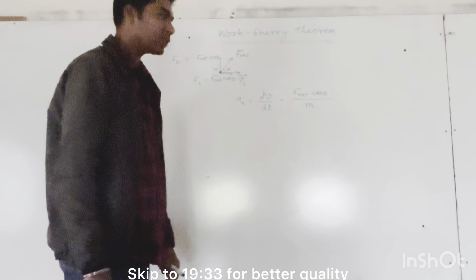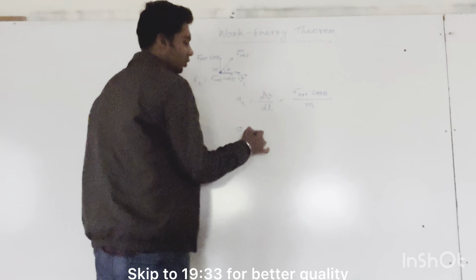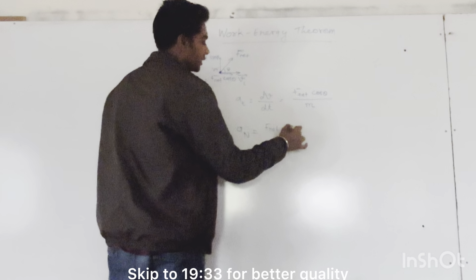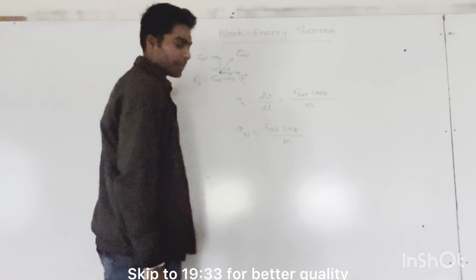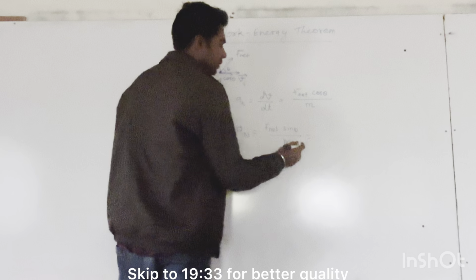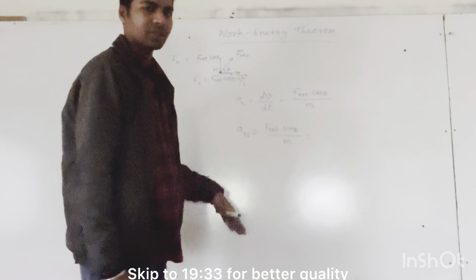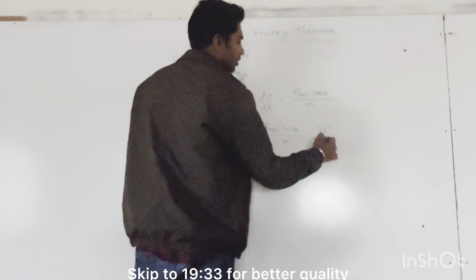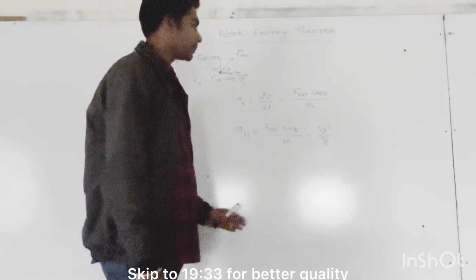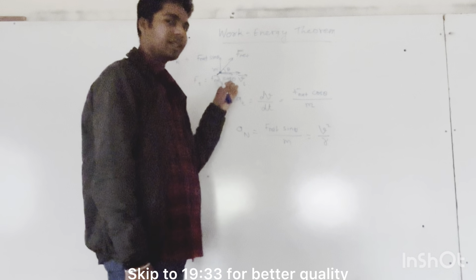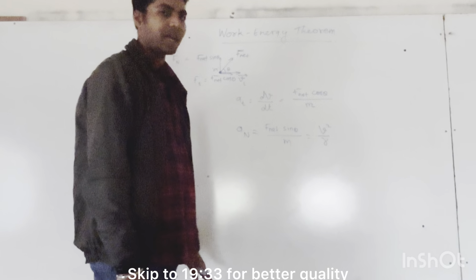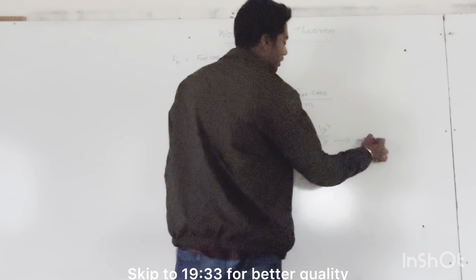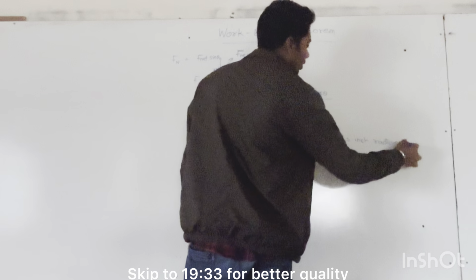What does F net sin theta do? We know that the normal acceleration, which is F net sin theta divided by mass m, is responsible for the change in direction. This is equal to v squared by r, which is the speed at this moment divided by the instantaneous radius of curvature.